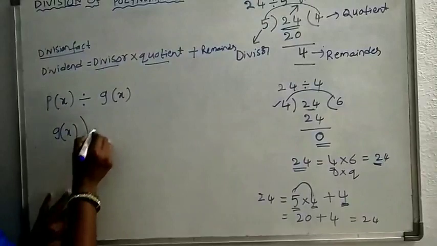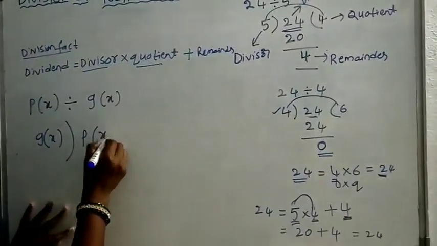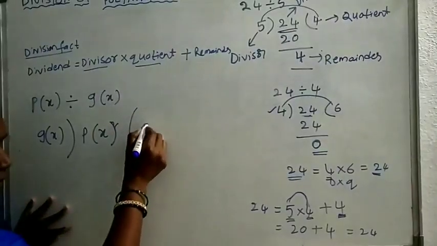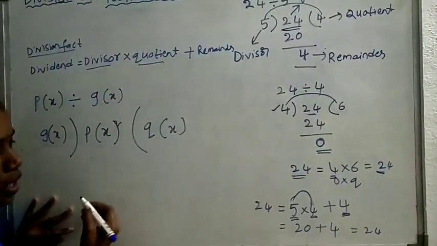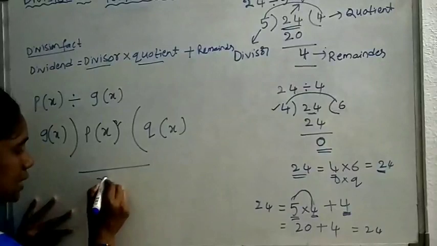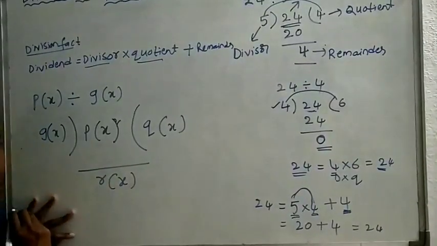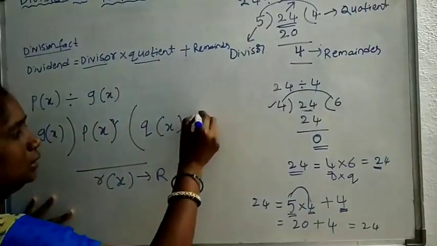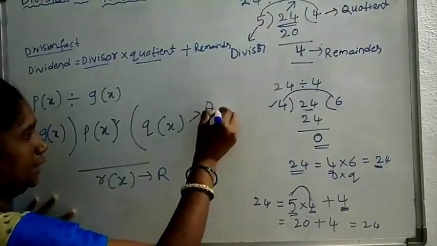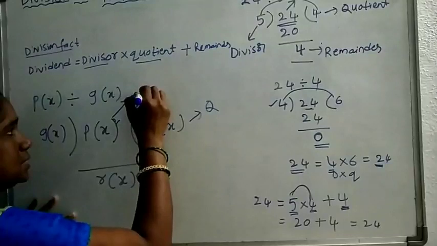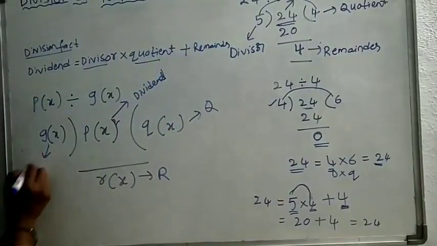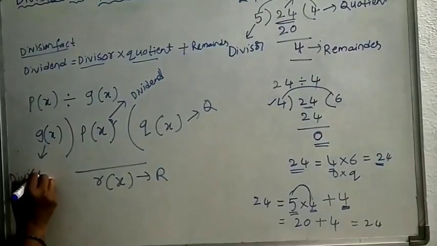G of x is divided. Divisor here, p of x. So what is the quotient here? It is q of x. And what is the remainder? It is r of x. Here also r is remainder, q of x is quotient and p of x is dividend and g of x is divisor.